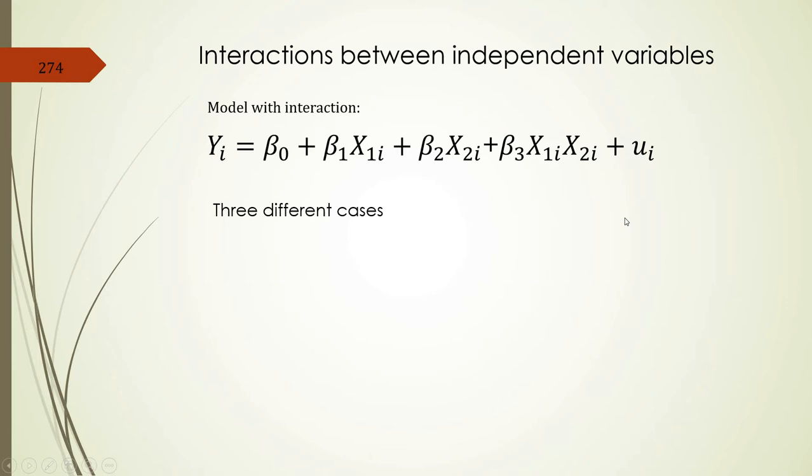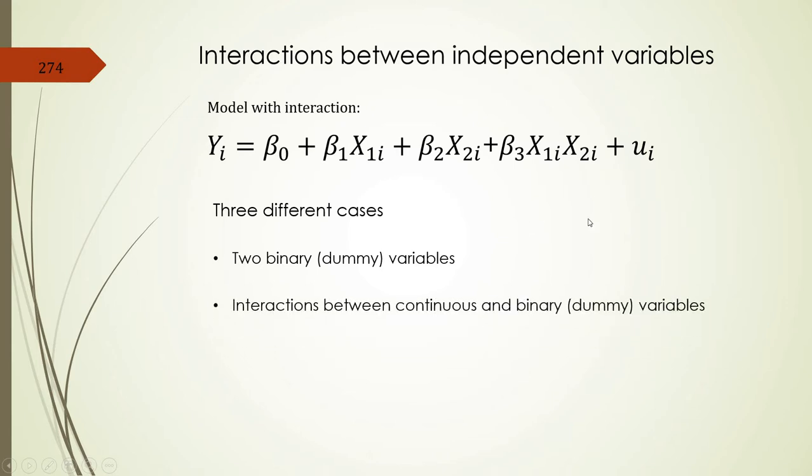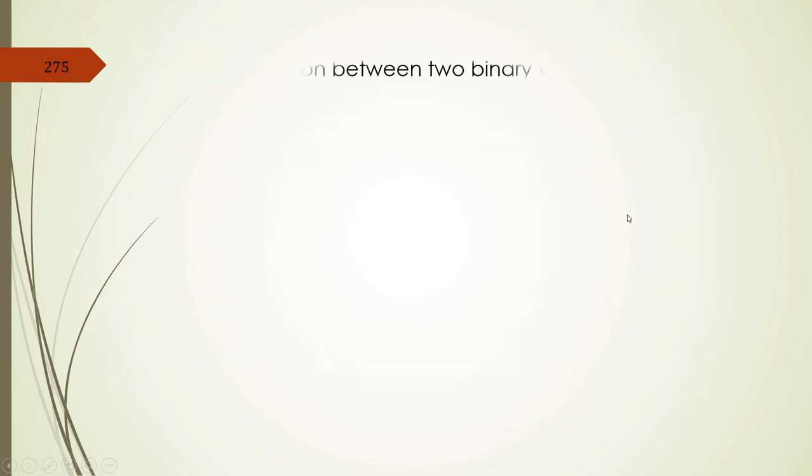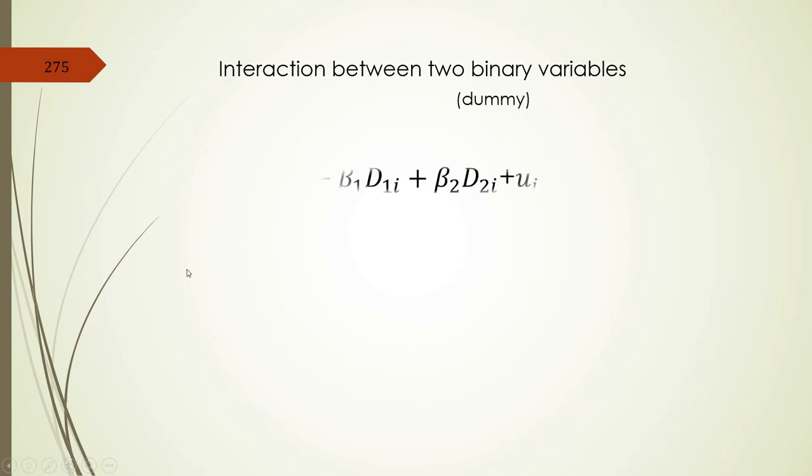There are three different cases of interactions. First is the interaction of two binary dummy variables, those that have only two values, usually 0 and 1. The second is the interaction between a continuous and a binary variable. And the third is the interaction between two continuous variables. So let's go to the first case, interaction between two binary or dummy variables. We'll mark them D1 and D2.